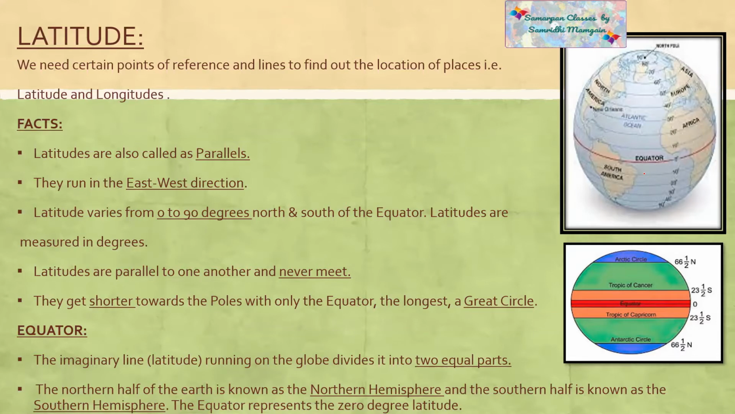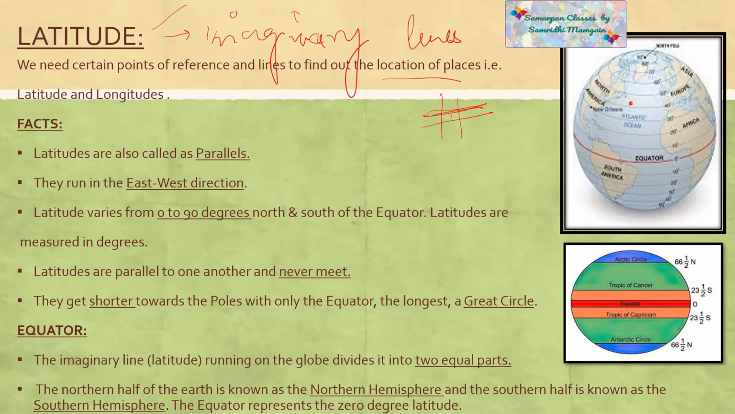So if something is a kind of sphere and you need to locate a place on it, you divide Earth into a number of latitudes and longitudes. Latitudes and longitudes do not exist; these are basically imaginary lines. They are helpful to locate a place by making a grid. For example, a place is at 78 degrees north and 3 degrees east. Like this, we are able to find the location of any place.